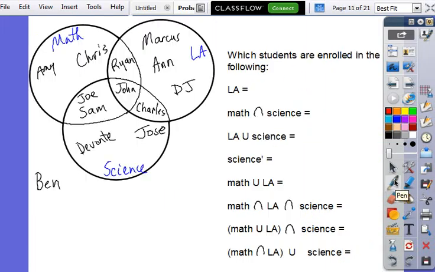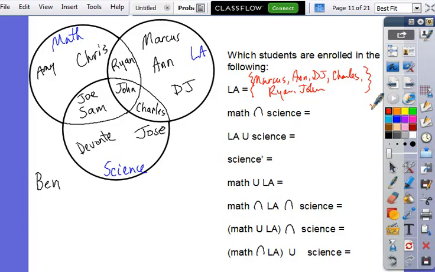All right. So on this one it says, which students are enrolled in the following classes? Marcus and DJ. Well, language arts, I'm going to take that circle for language arts. And everybody in that circle is part of the answer. Marcus, DJ, Charles, Ryan, and John. And normally your answers are going to be in those little squiggly lines. That just means it's a set.